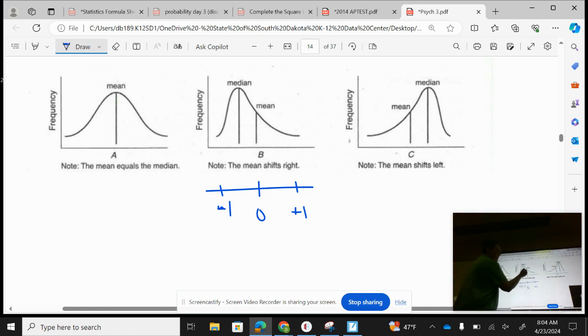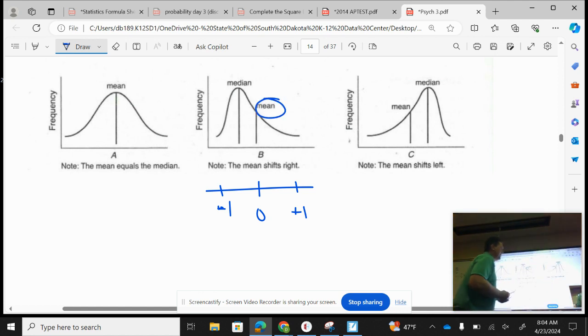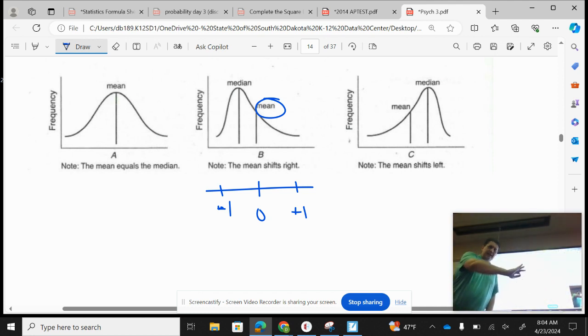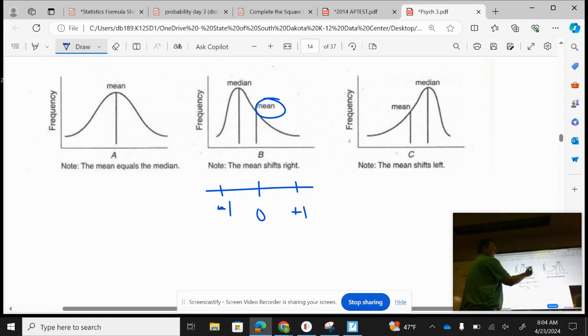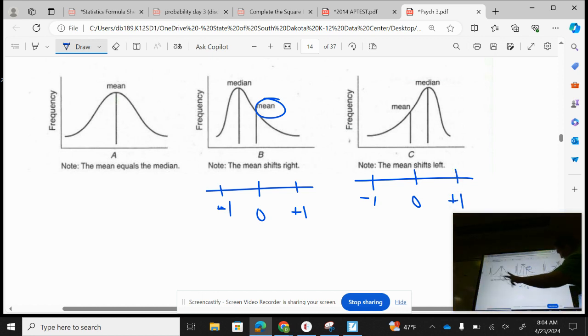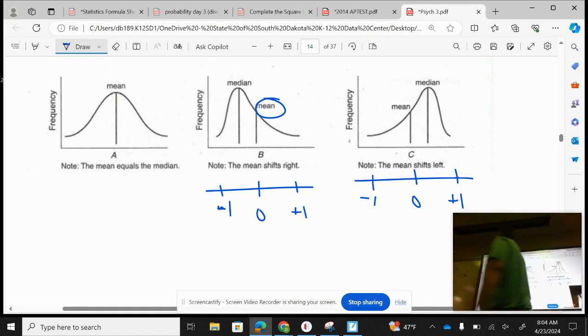Remember this: if it stretches to the right, the mean is going to be bigger than the median. The skew always pulls the mean, so the mean always ends up being higher. If you know it's skewed to the right, the mean will be higher than the median on the number line. If it's skewed to the left, which you call negative skew, the stretching part goes to the left, so the mean is going to be lower than the median. Those are some key concepts.